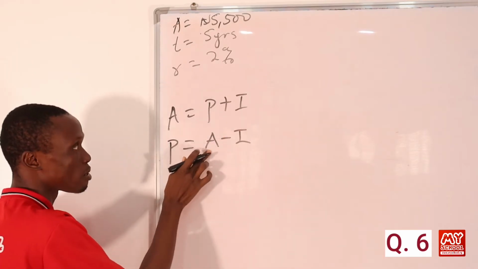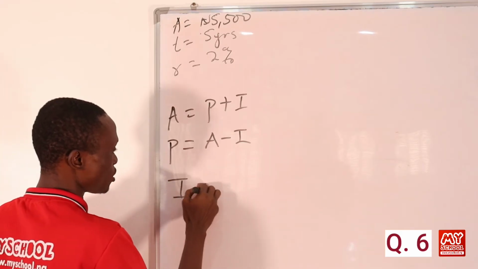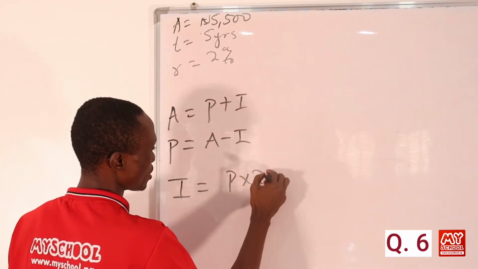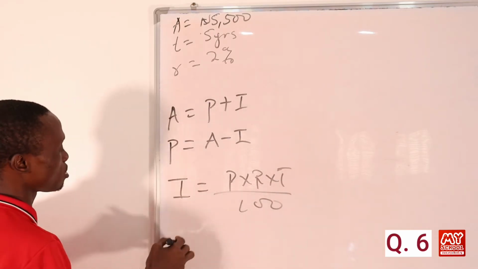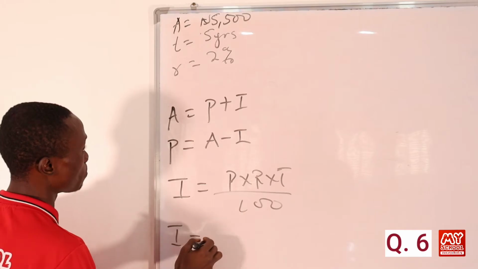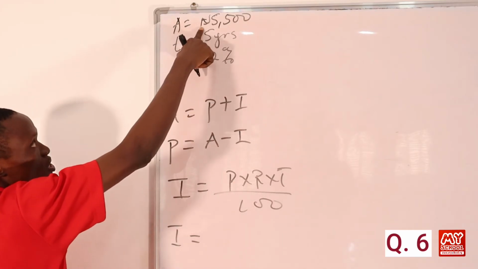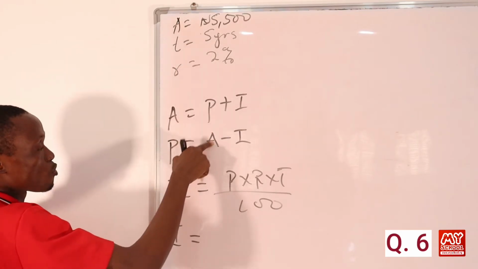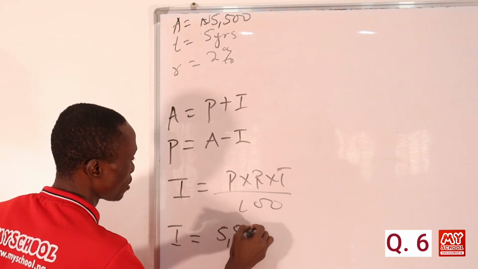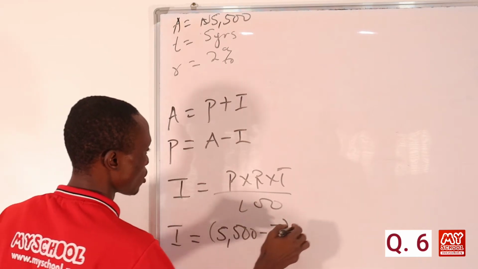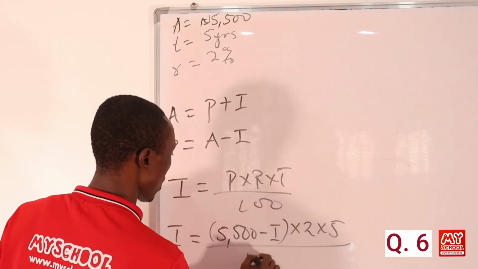Now remember that A here stands for amount, I here represents interest, but remember that simple interest I is equals to principal times rate times time, all over 100. So let's put in the values that are given to us. Interest will now be equals to our principal, but remember that our amount is 5,500. So if we replace our A with 5,500, we'll be having 5,500 minus I, all in bracket, times the rate, which is 2, then times time, which is 5, all over 100.